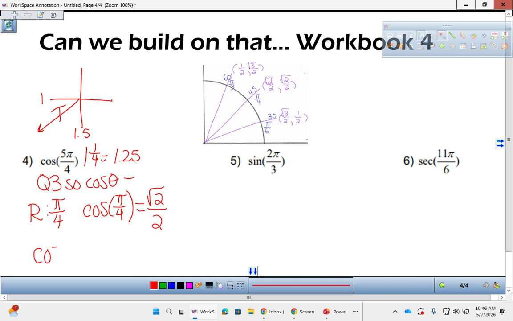And the cosine of 5 pi over 4 is the same thing, except because this angle is not in quadrant 1, where everything's positive, this one's in quadrant 3, where x values are negative and cosine is x values. So I add a negative to it. So cosine of 5 pi over 4 is negative root 2 over 2.